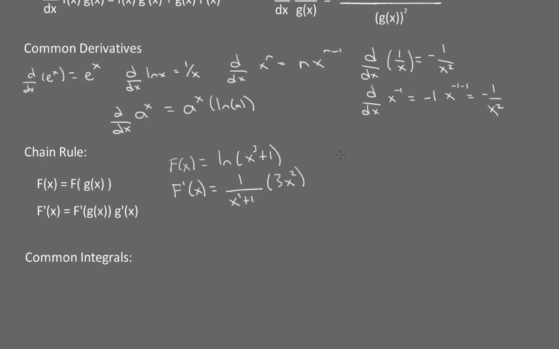Now another example could be if f of x is the square root of x cubed plus some constant, let's say 1. Now f prime of x is simply, what we can do is rewrite this as (x cubed plus 1) to the 1/2. So applying the logic from here, we'll bring the 1/2 out in front. We get (x cubed plus 1) to the negative 1/2 multiplied by the derivative in here, which is 3x squared.